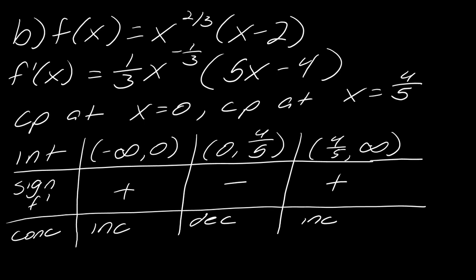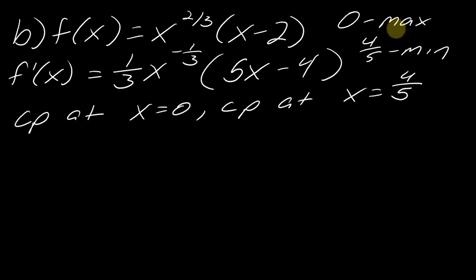So we're going from increasing to decreasing. So 0 is a max, and then here I'm going from decreasing to increasing. So here 4/5 is a min. Okay. So now that I've got all that, we're going to compare that to the second derivative test. So let me clear some space.